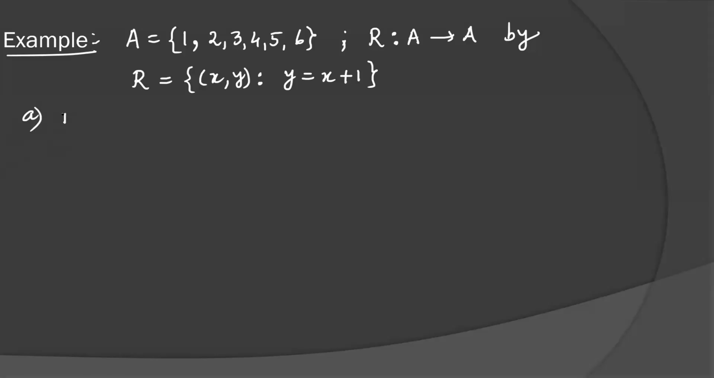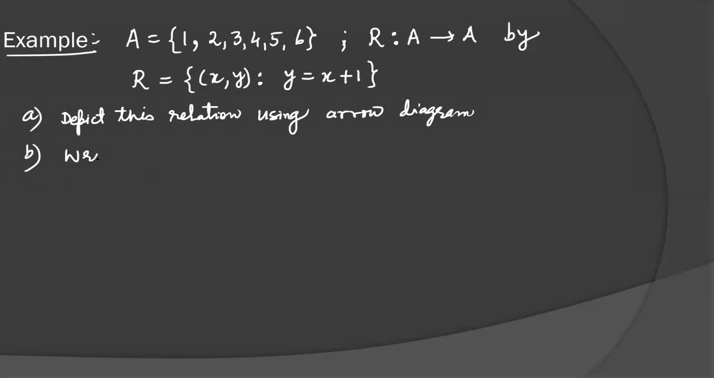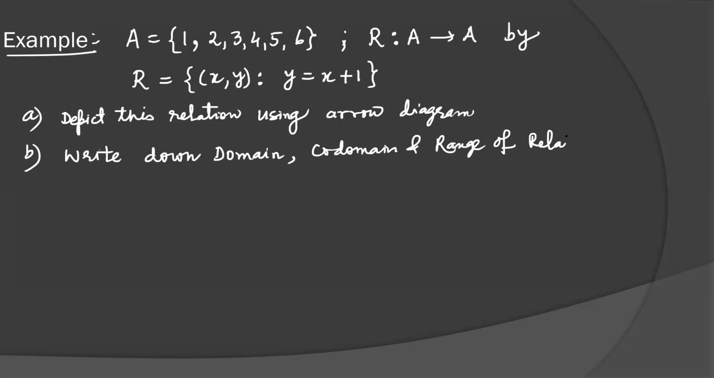First part is to depict this relation using an arrow diagram, and part B is to write down the domain, codomain, and range of relation R.